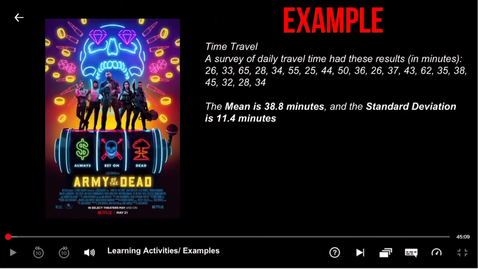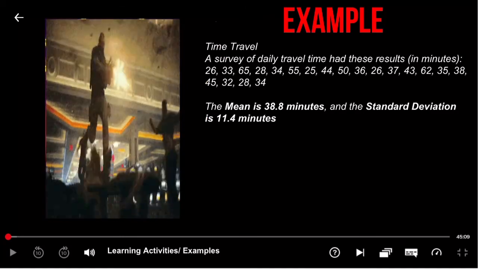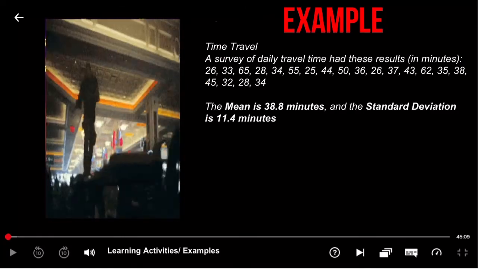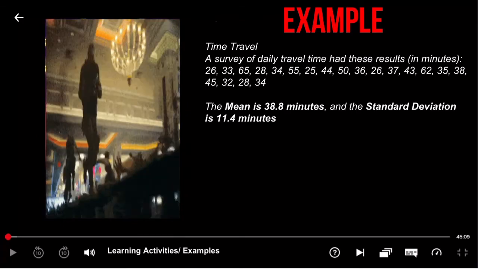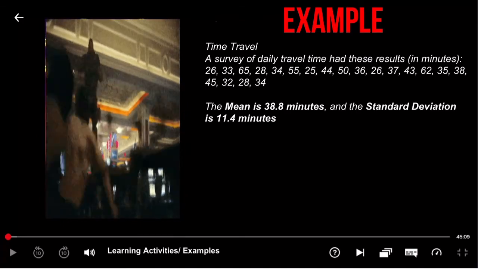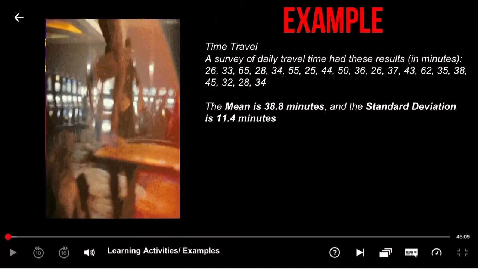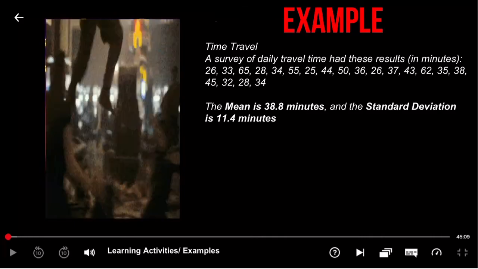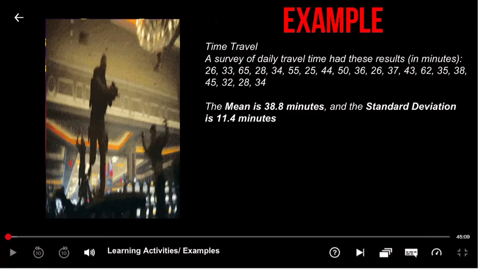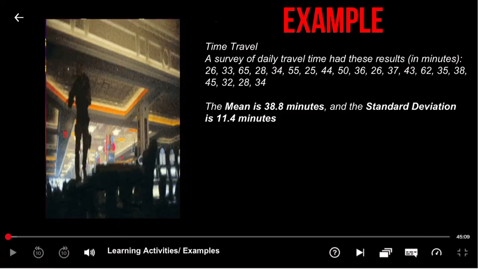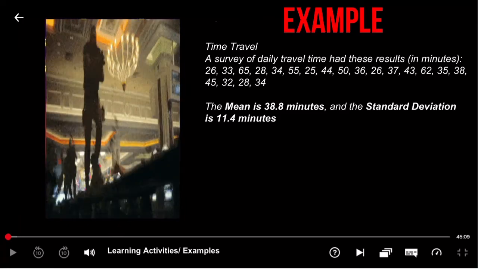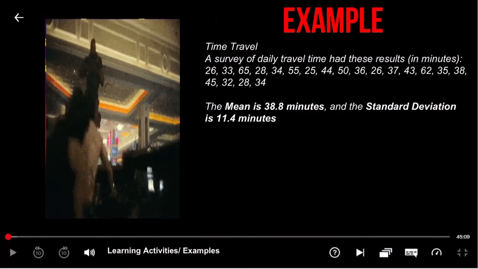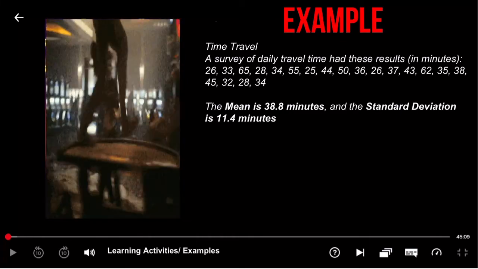Another example we have is the travel time. A survey of daily travel time had these results in minutes. We have 26, 33, 65, 28, 34, 55, 25, 44, 50, 36, 26, 37, 43, 62, 35, 38, 45, 32, 28, and 34. The mean is 38.8 minutes and the standard deviation is 11.4 minutes.